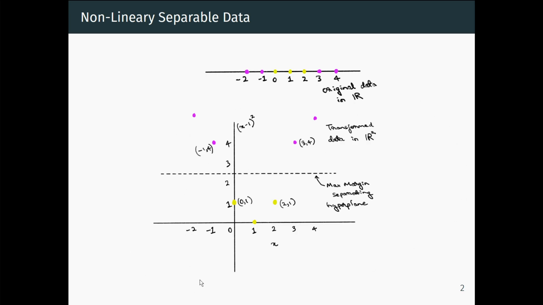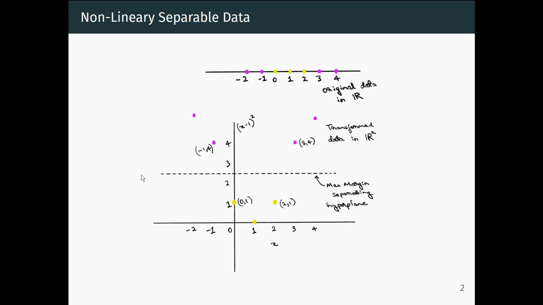Now we have a transformed data set which is in R2, and you can trivially draw a line which can separate out these two classes of examples. What I've illustrated here is a max margin separating hyperplane, exactly what we'd been doing earlier. Now an interesting thing is the original data is in R, we transformed it and we drew a hyperplane to separate out these classes. Can we take this hyperplane in the projected space and put it back and see how the classification boundary looks? That's exactly what we are going to do now.